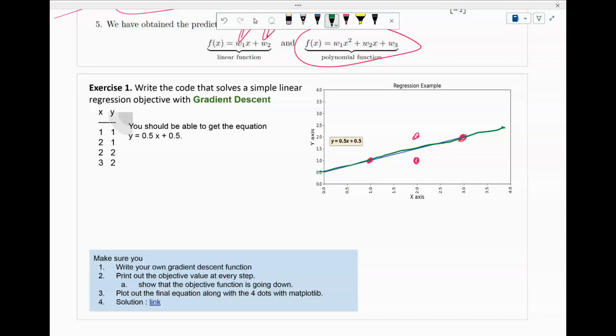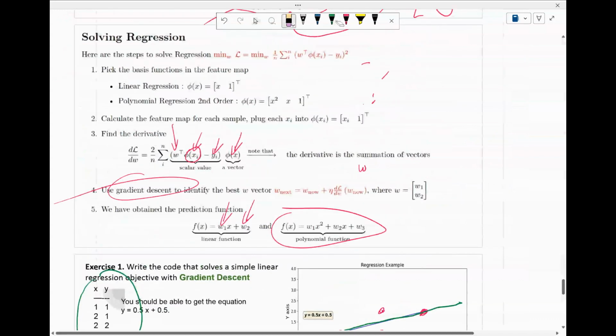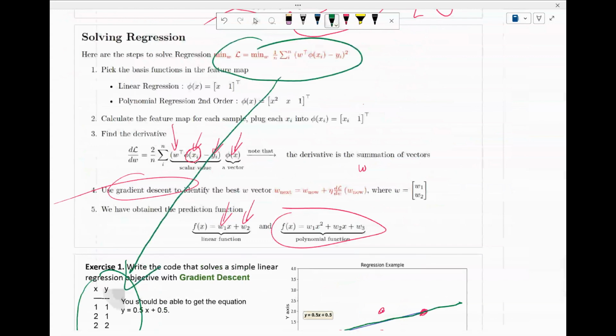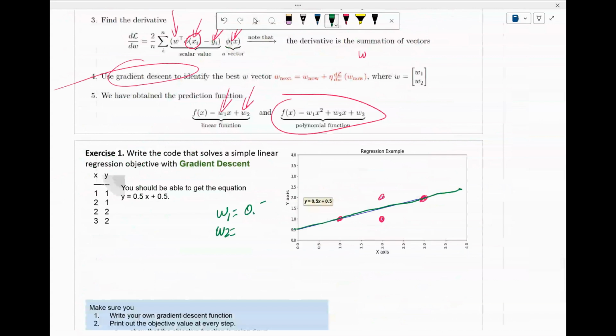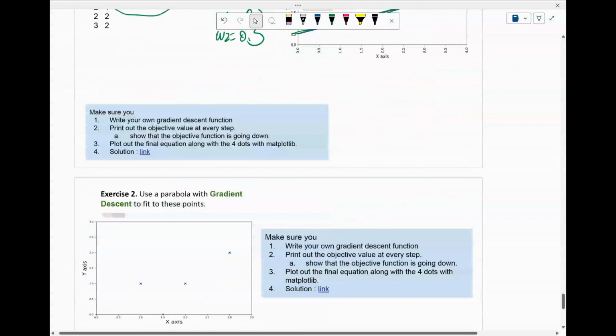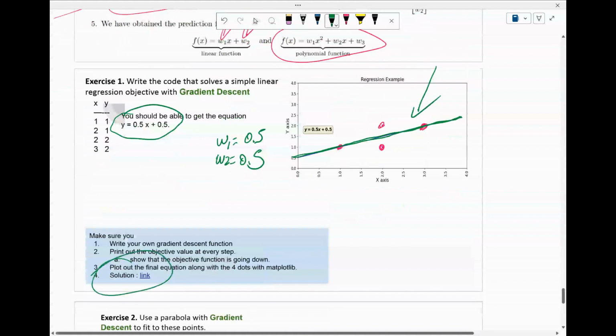Okay, so I want you to run this regression with a linear one. Try to solve this problem, use this data, and run regression. Once you're done, your W1, W2 should equal 0.5, 0.5. If I draw this equation out, that's this, and if you plot it out, it should look something like this. I wrote the code for you as well, but I really would like you to try yourself first.